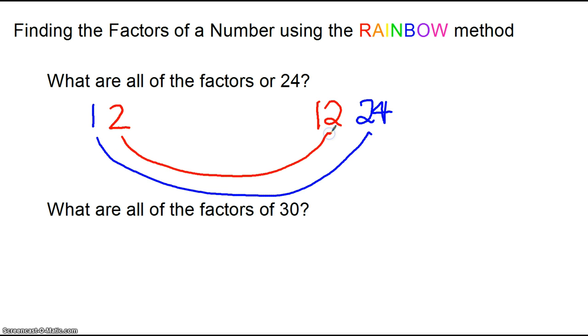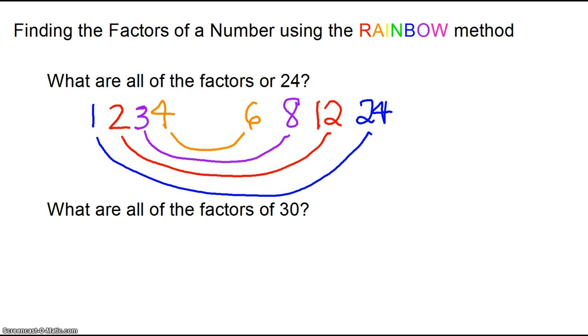And I make my rainbow. Then the next number I usually count with is 3. Then I ask myself, self, what times 3 is 24? And it's 8. And then the next one, 4. What times 4 is 24? And it is 6. Now the only number left in between 4 and 6 is 5, but 5 is not a factor of 24. Because if 5 is a factor, the number will end in a 0 or 5. So that is an example of the rainbow method.